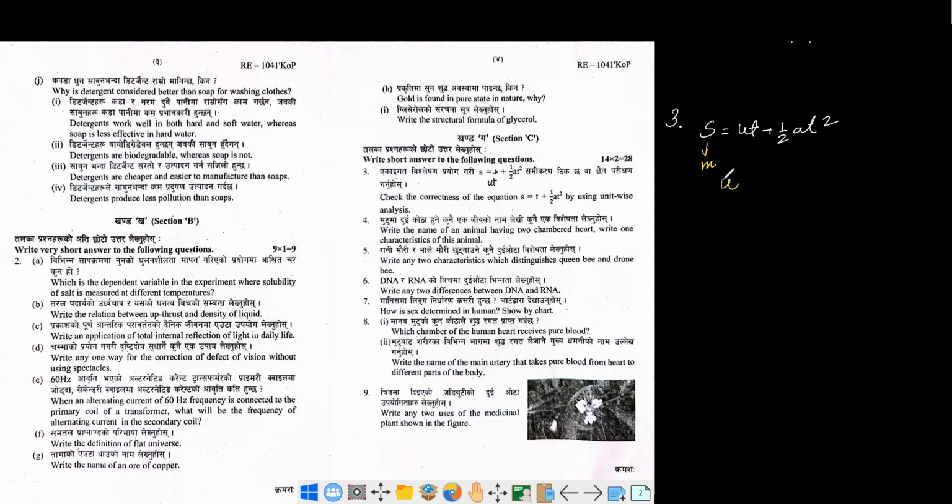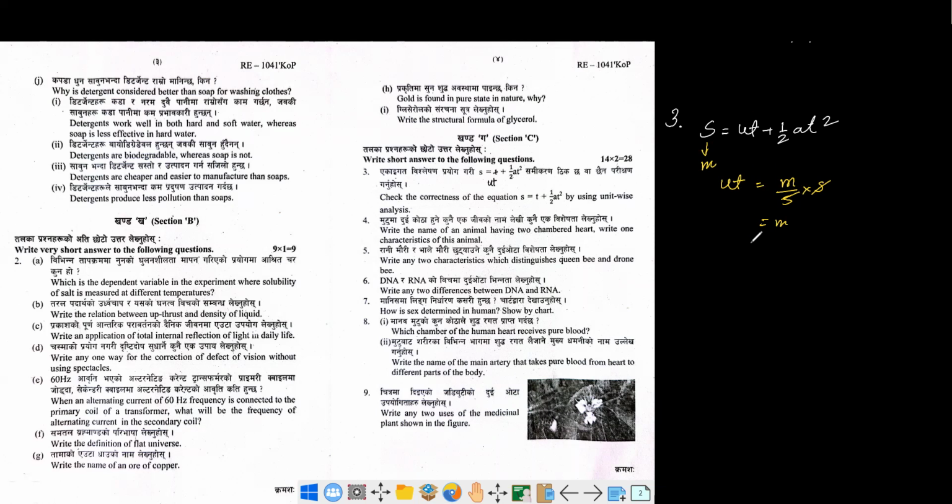First of all, let us take ut. u means velocity. Velocity has the unit m by s, and time t has the unit second. So second and second cancel out, and it leaves m. So meter and meter add up, that's why it is going to be correct.